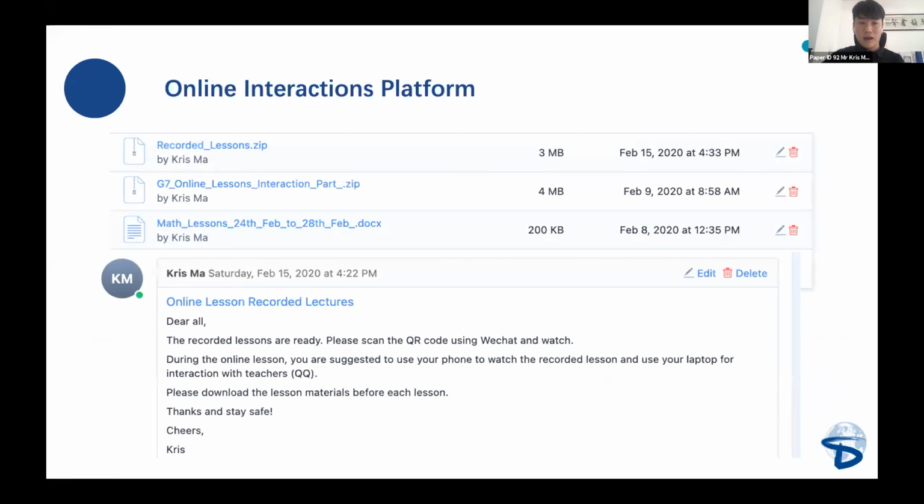Then the next one will be the online interaction platform. Besides the classroom response systems, after the class we can still have a platform for teachers and students to communicate. Here is the platform we use in my school. In the platform, I can upload my recorded lessons, some interaction activities and homework to the students. Teachers and students can post messages in the group, and students can also leave a message to the teacher privately to ask questions, even questions regarding homework or life, and we can answer on the platform.